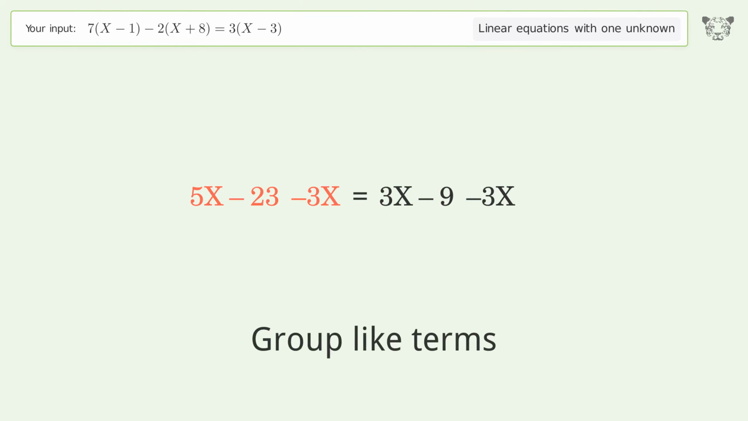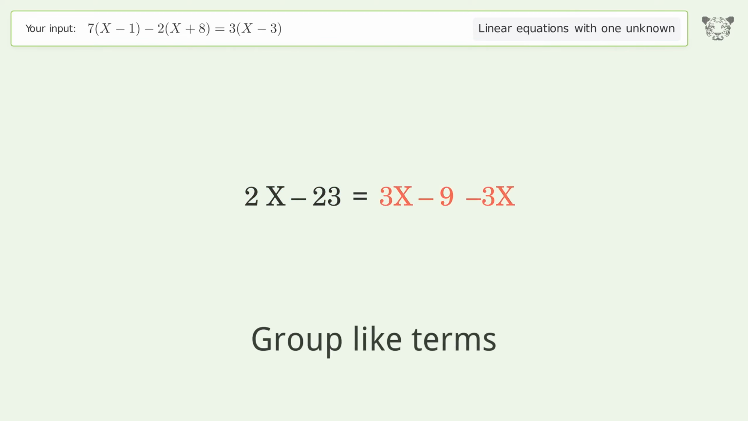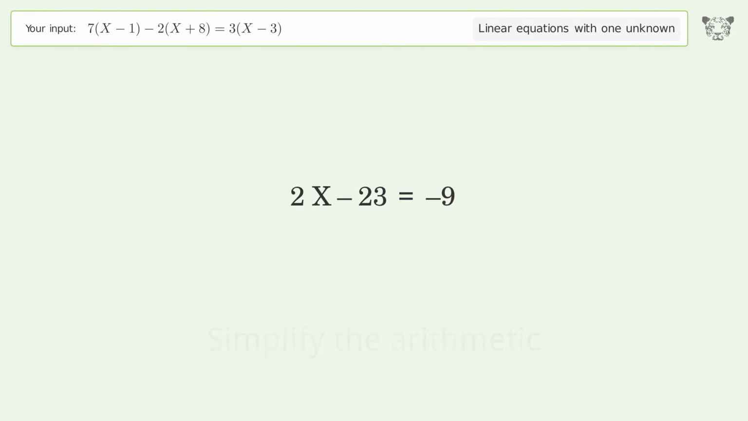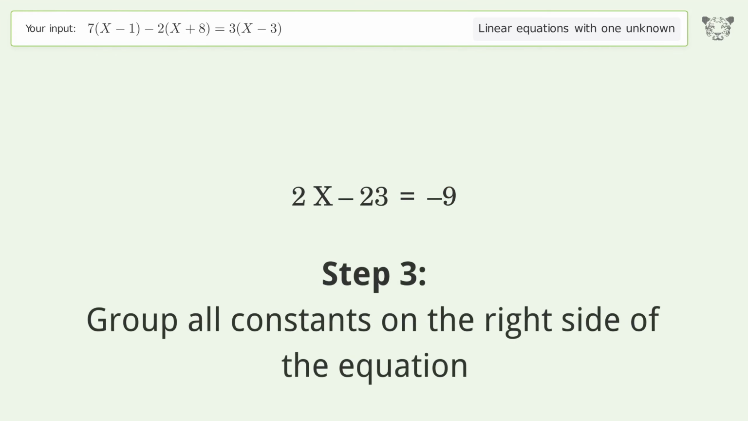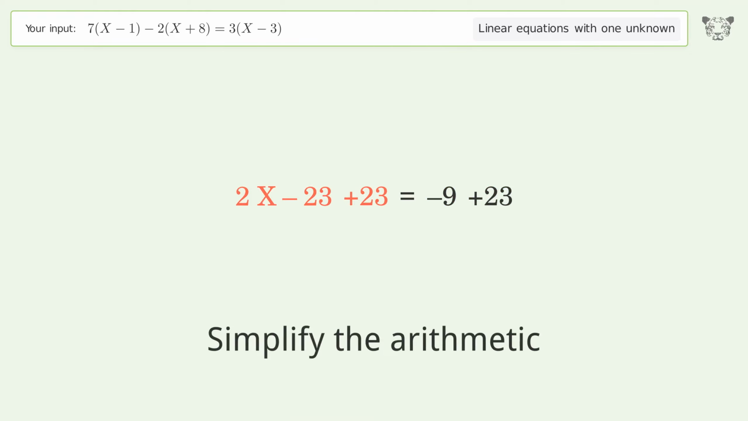Group like terms. Simplify the arithmetic. Group like terms. Simplify the arithmetic. Group all constants on the right side of the equation. Add 23 to both sides. Simplify the arithmetic.